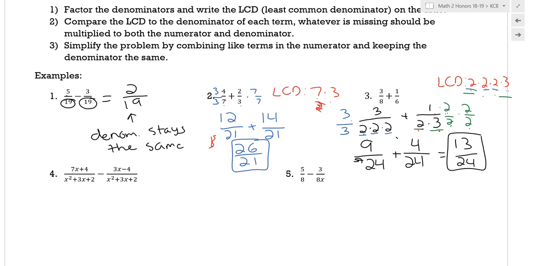Now we want to look at our, what do we have?